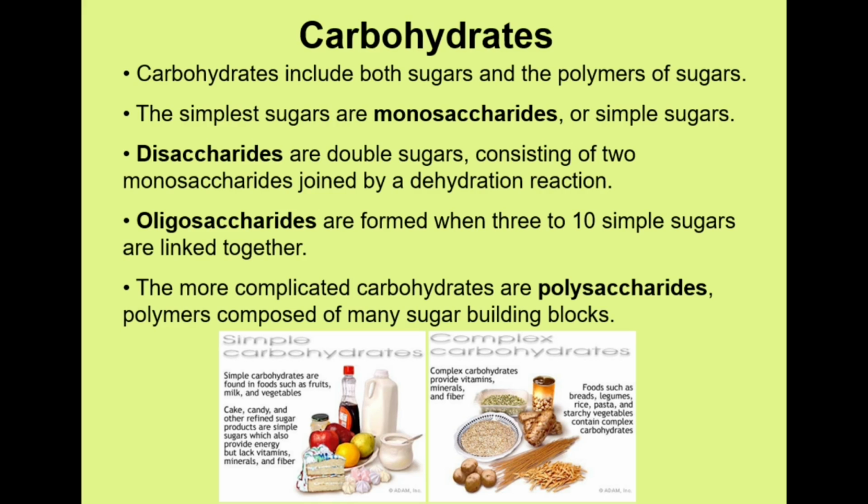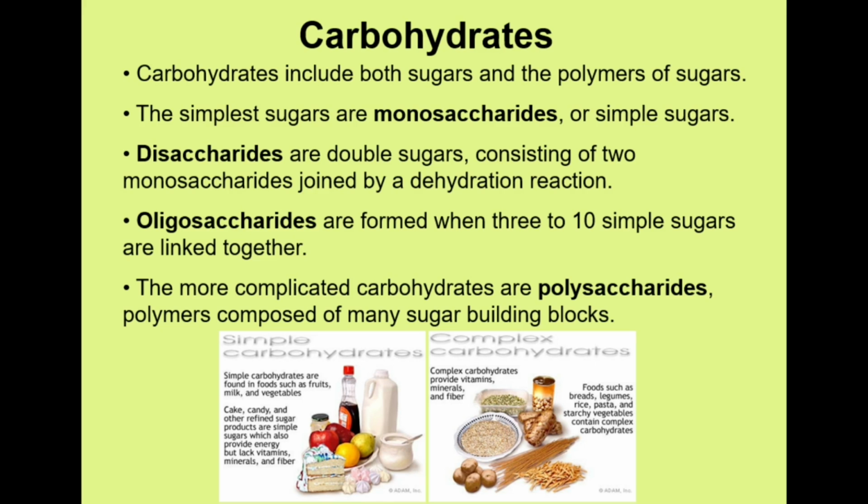And then we get the really big ones, what you'll often hear referred to as complex carbohydrates. These are what are properly called polysaccharides, poly meaning many, saccharides meaning sugar, so many sugars. Polysaccharides are polymers composed of many sugar building blocks. For instance, the examples that we're going to look at in a minute are all composed of hundreds or thousands of individual glucoses all joined together.